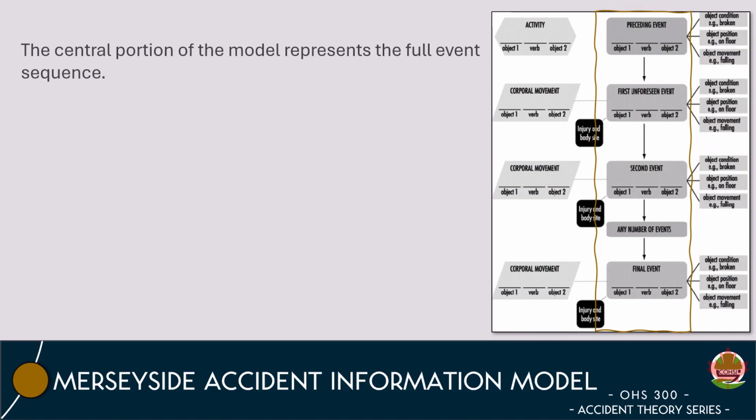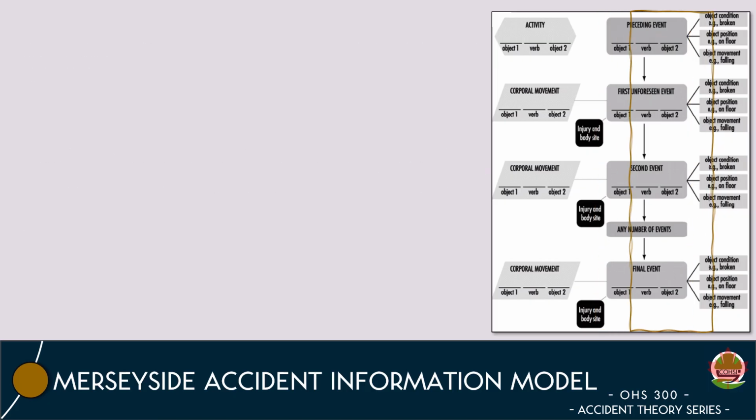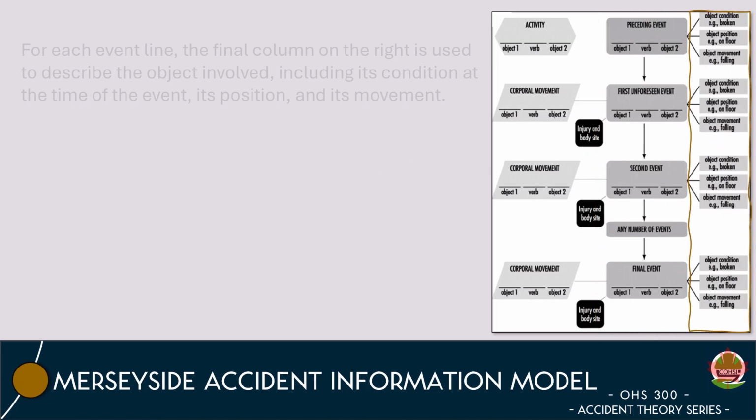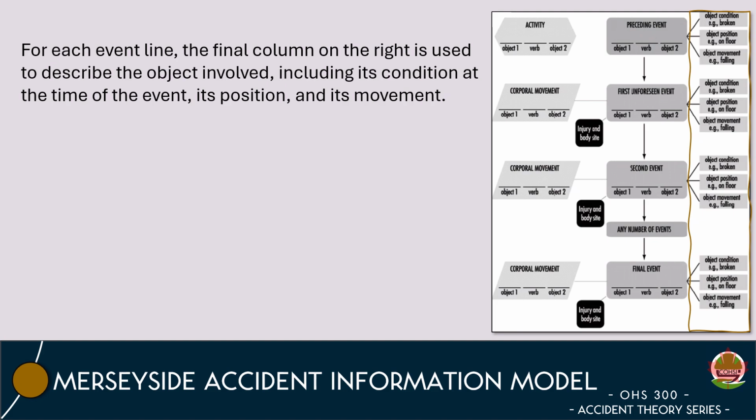The central portion of the model captures the event sequence itself. From top to bottom, the coder records any preceding event, followed by the first unforeseen event, subsequent intervening events, and finally, the event that results in injury. For each event line, the final column on the right is used to describe the object involved, including its condition at the time of the event, its position, and its movement.